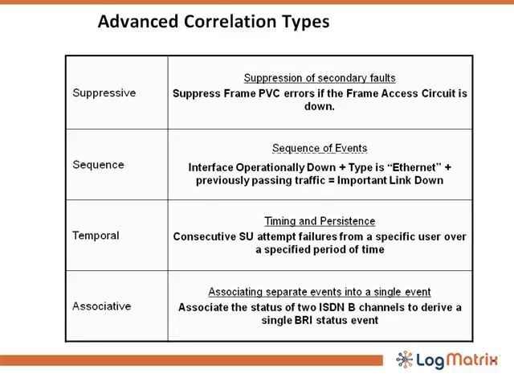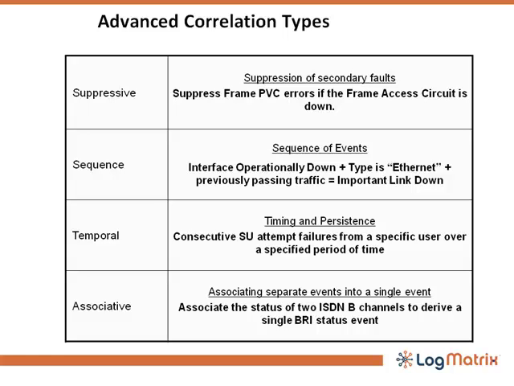Advanced correlation types. Once NerveCenter has determined there is a problem and it goes out to get information, we have these different types of correlations. We can suppress, do sequence, do time-related, or do an associative. Suppress. We can suppress secondary faults. The example here, we could suppress frame PVC errors if the frame access service is actually down, access circuit is actually down. So we have a suppressive correlation.